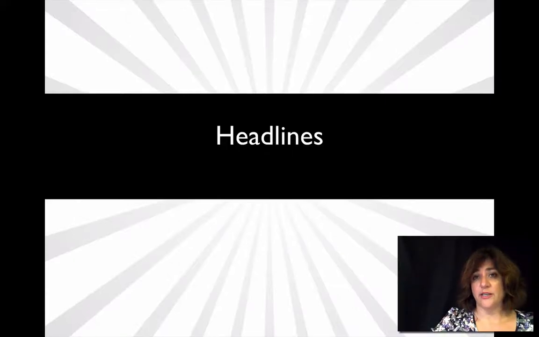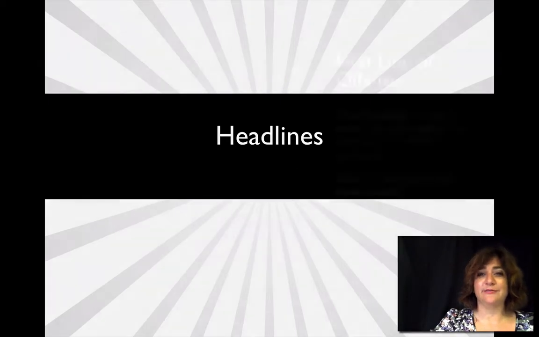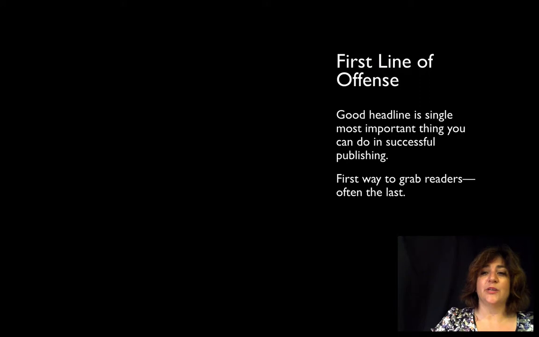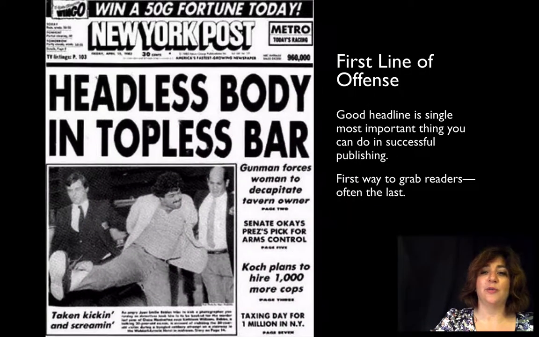Once we have our stories done, we need to make sure that other people can read them and know what they're about. So we're going to start writing some headlines for them. Let's see how we do it. The headline is really the single most important thing you can do in publishing to be successful, to get people to read your story.